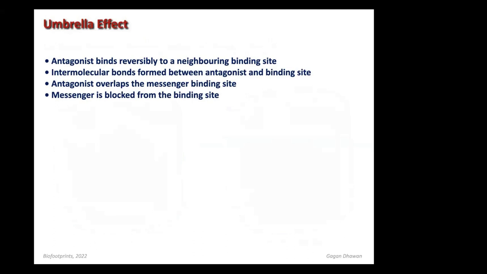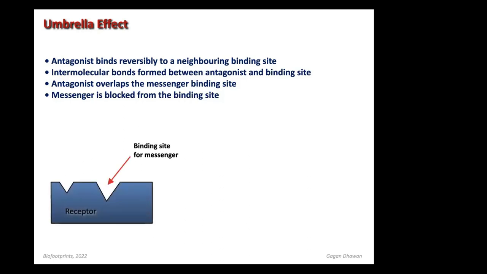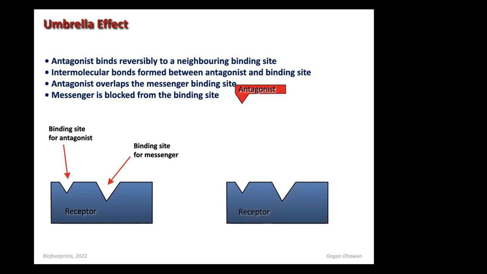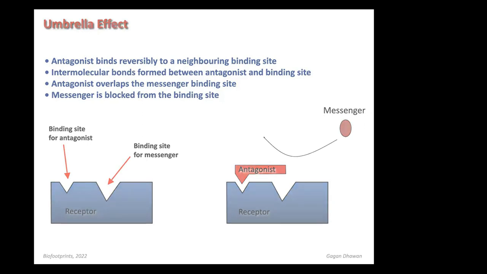Okay, so another possibility is there. If you are designing a molecule, there are chances that the antagonist you designed is not interacting with the active pocket, but is acting on a nearby pocket. Like you have a receptor binding site over here, but you have an extra binding site for the antagonist. And if your molecule is interacting in such a way that it is hiding the binding site for the messenger, then because of that hiding, your ligand is unable to interact with the particular receptor.